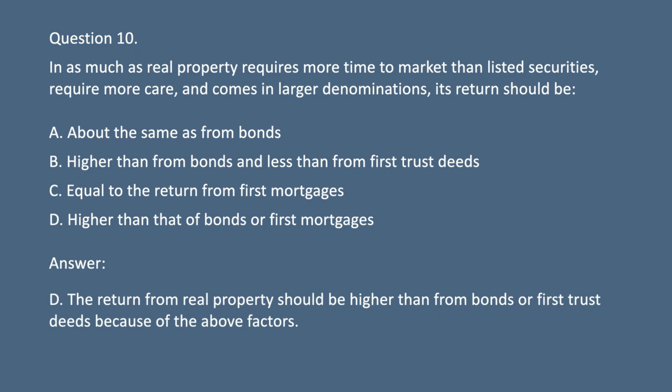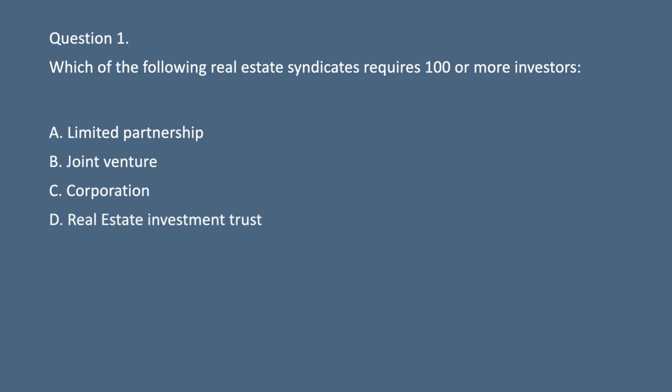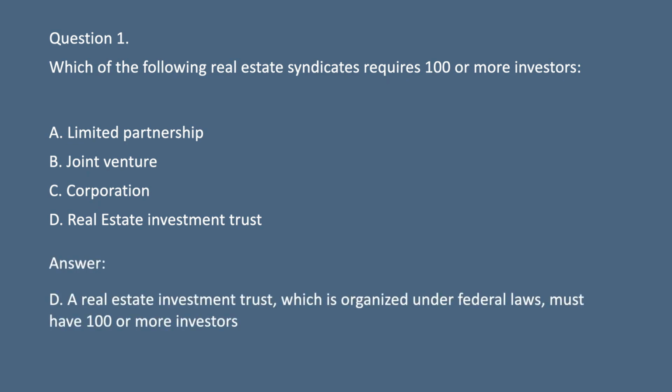Question 1. Which of the following real estate syndicates requires 100 or more investors? A. Limited partnership. B. Joint venture. C. Corporation. D. Real estate investment trust. Answer. D. A real estate investment trust, which is organized under federal laws, must have 100 or more investors.